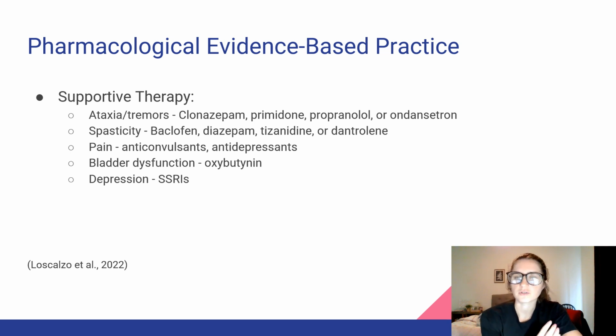So some examples of anticonvulsants that are used are phenytoin and gabapentin, and then some examples of antidepressants are your amitriptyline or venlafaxine. For bladder dysfunction, oftentimes oxybutynin is used, and then for depression, typically an SSRI will be prescribed.